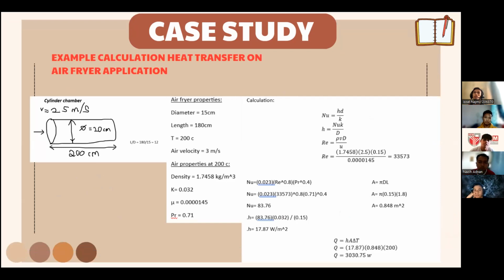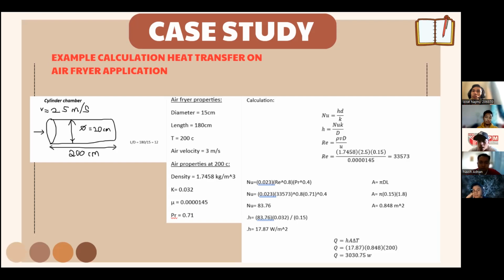So about the calculation of heat transfer, the application on an air fryer. Basically, we produce some calculation on a cylinder chamber, which is shown in the figure in the slide. First, we find the air fryer properties from the given properties, which are a diameter of 20 centimeters and a length. From that data, we can produce the air properties at the given temperature.